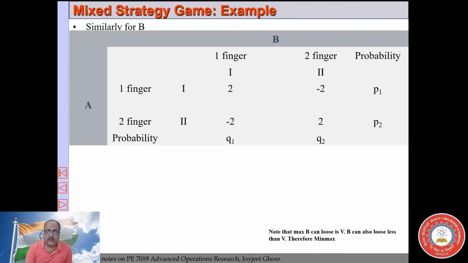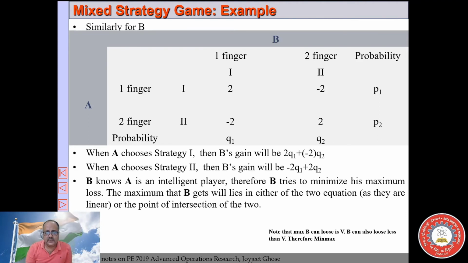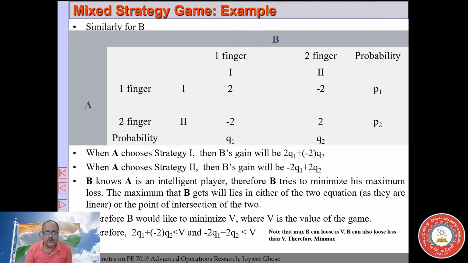Now B is a minimax player. So B tries to minimize his maximum loss, and his maximum loss will be equal to V, and the loss will be less than or equal to V. So again these two equations will be individually less than or equal to V, and the maximum will lie at the intersection of these two equations. If you equate these two equations, you will get Q1 is equal to Q2, and the summation of all the probabilities, that is Q1 plus Q2, will be equal to 1. So Q1 equal to Q2 is equal to half.